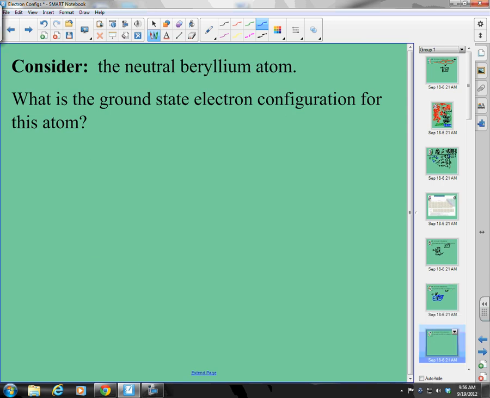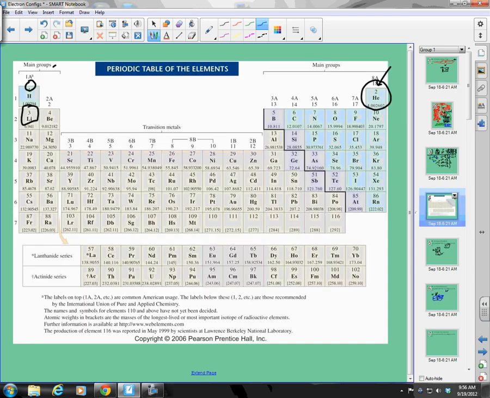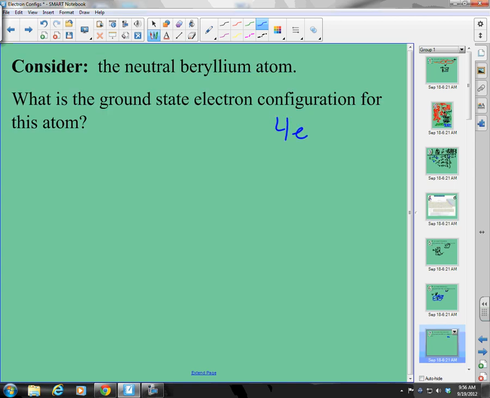Let's move on. Consider the neutral beryllium atom. You guys can do this one. Pause me, and when you're done, I'll tell you the answer. Well, let's see. How many electrons does beryllium have? You go to the periodic table. Beryllium has 4 electrons. Good. So that means I need to place 4 electrons. Where's my first one going to go? It's going to go into the 1s. And at that 1s orbital, how many electrons fit there? 2.